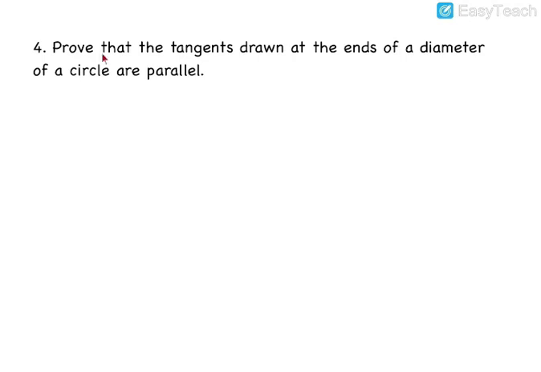Question number 4. Prove that the tangents drawn at the ends of a diameter of the circle are parallel. We have answered this part earlier in exercise 10.1, where we were asked how many tangents can be drawn parallel to a circle. These 2 parallel tangents will have points of contact at the ends of the diameter. So now in this question we are going to prove that the tangents drawn at the ends of the diameter are parallel.